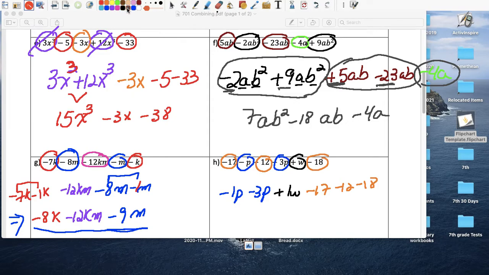So in blue, something p, and negative 1 minus 3 is negative 4. In black, there's nothing to do, so it's plus 1w. And in orange, we're gonna put all these right in your calculator, or you can do it: negative 17, negative 12, negative 30, negative 47. Final answer.